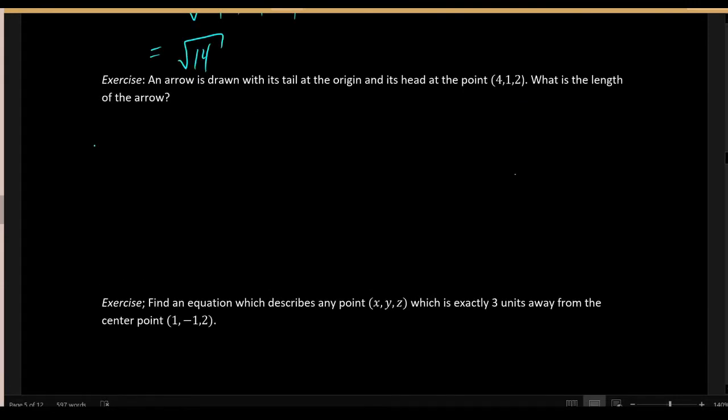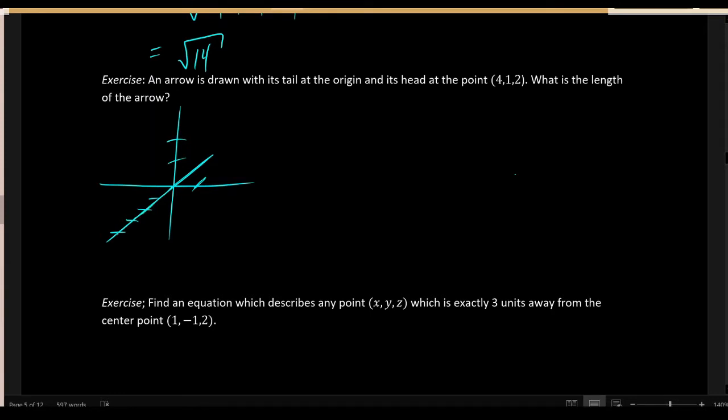Here is a related question. Suppose that we have an arrow which is drawn so that the tail of the arrow is at the origin and the head of the arrow is at the point 4, 1, 2. What is the length of the arrow? So let's get a sketch of this situation. We have 1, 2, 3, 4 units in the x direction, 1 unit in the positive y direction, and 2 units in the z direction.